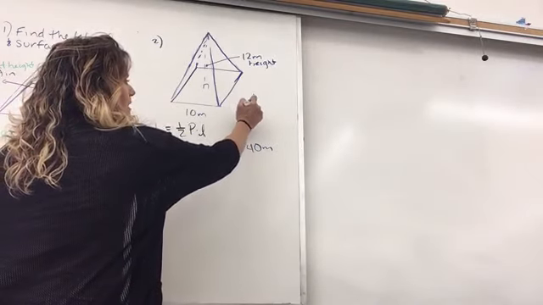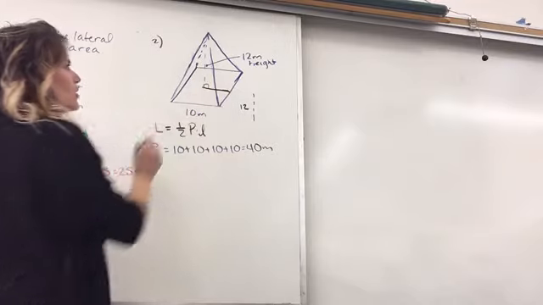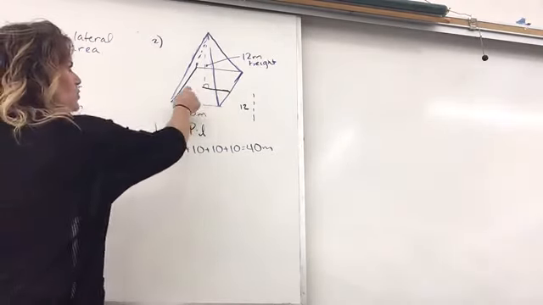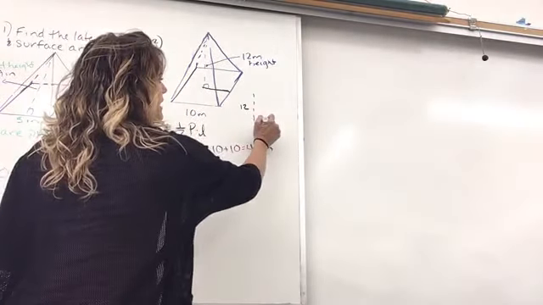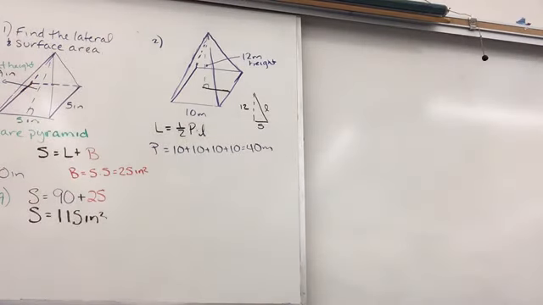This is my h, my 12. And if I come across right here to that middle, that's halfway across the base, which means half of 10 is going to be, you guessed it, 5. This right here is my slant height. So we have a right triangle. We need to find the hypotenuse.